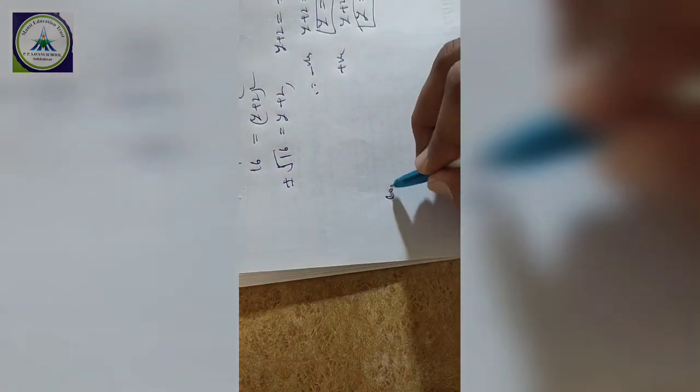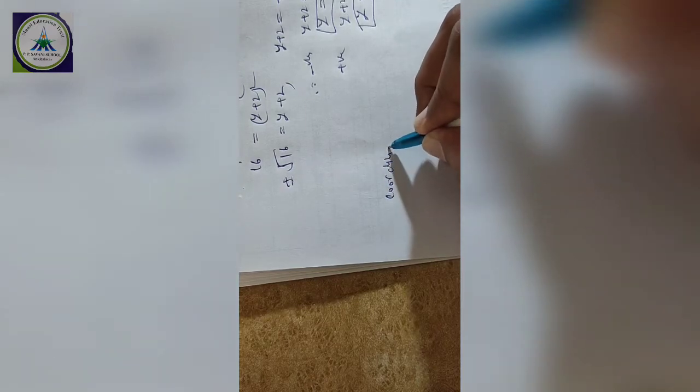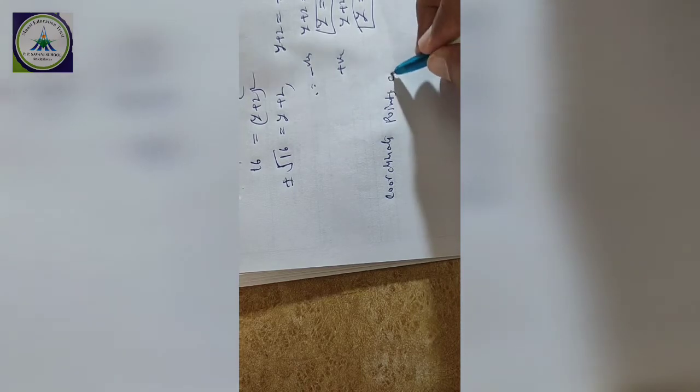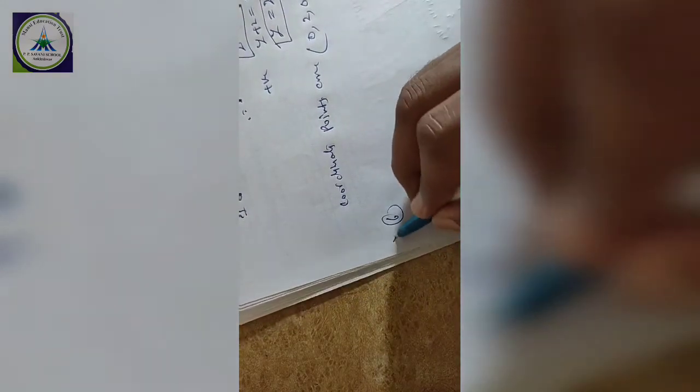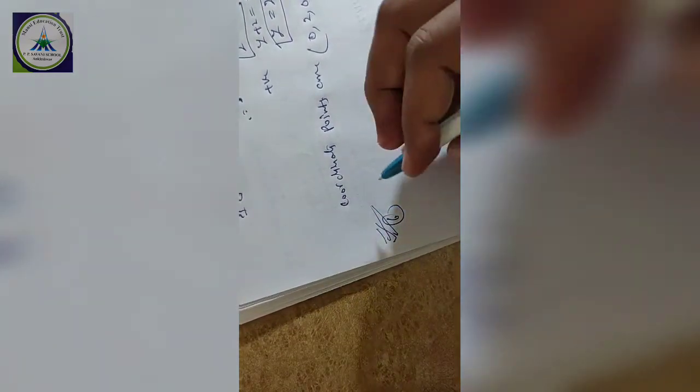So we have two coordinate points only: (0, 2, 0) and (0, minus 6, 0). That's your answer. Clear? And important question number 6, most important for your examination.